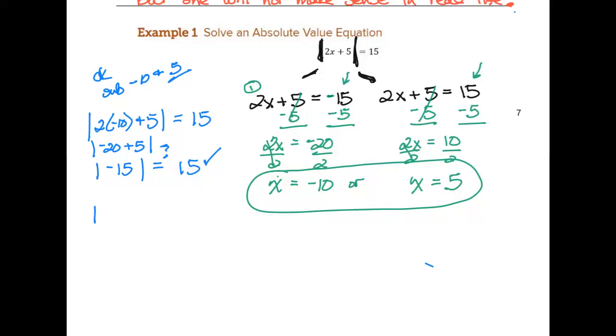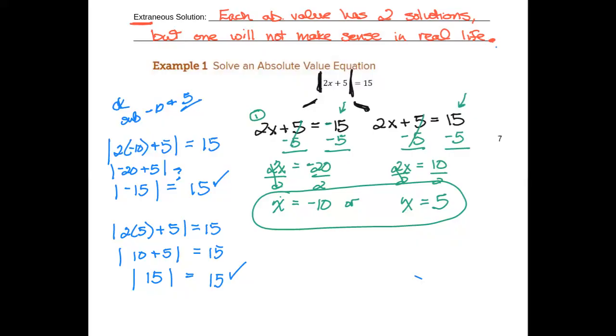So now let's do the other one using 5. I'm going to say 2 times 5 plus 5 is equal to 15. 2 times 5 is 10. 10 plus 5 is 15. That's still inside the absolute value. Is the number 15 units away from 0? Yes, it is. So that's why we have to have both of those solutions. Okay? Any questions on that first example?